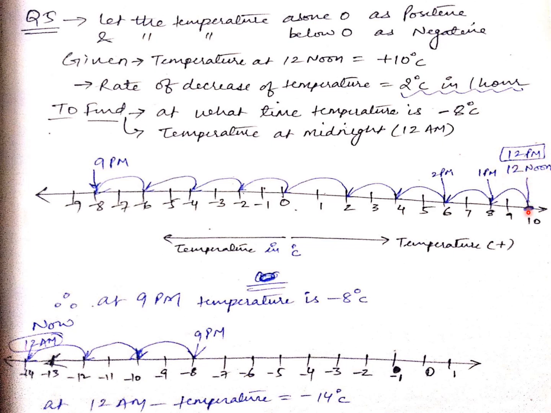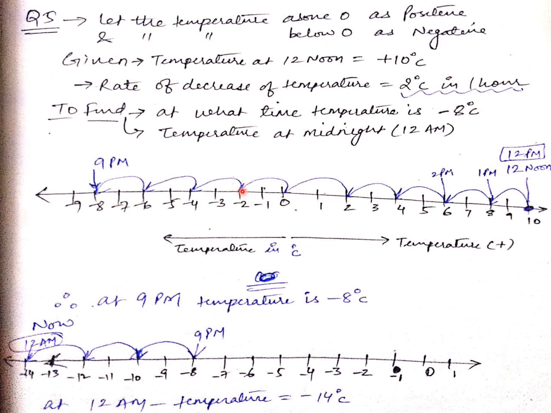The rate is every hour temperature decreases by 2 degrees Celsius. So at 12 p.m. temperature is 10. At 1 p.m., it decreased by 2 degrees Celsius and temperature becomes 8 degrees Celsius. At 2 p.m., it becomes 6 degrees Celsius. At 3 p.m., 4 degrees. At 4 p.m., 2 degrees. At 5 p.m., 0 degrees.